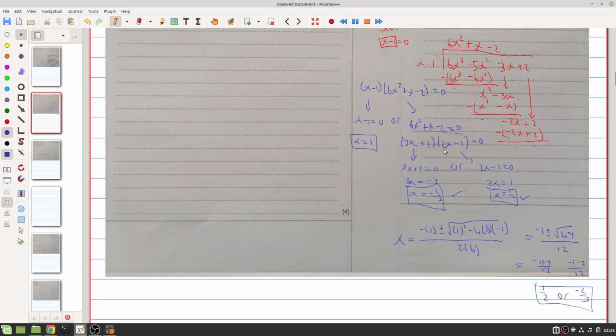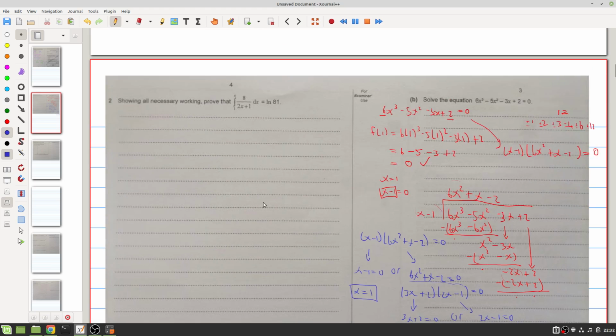So I would suggest just factorizing, and if you're struggling, if you get stuck with the factorizing, just use your quadratic formula. All right.